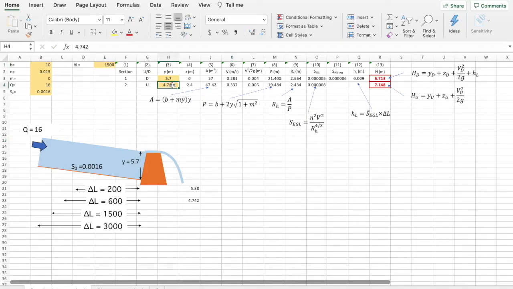And again, you can determine the water depth is 3.311. And for the last diversion point, delta L equals 3,000 meters. So we can determine the water depth is 1.312.